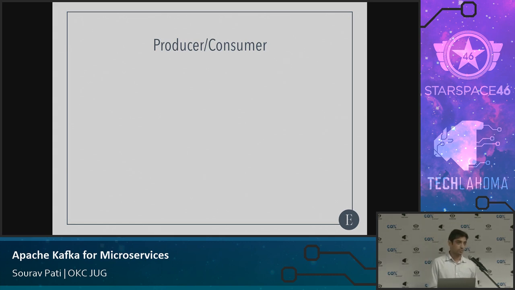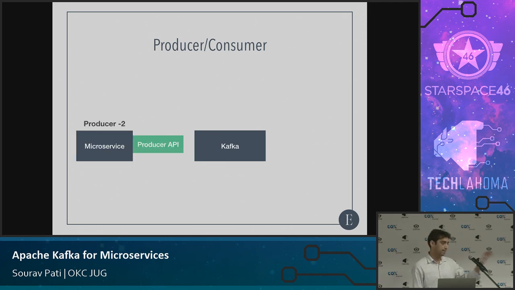Now, producer and consumer. In Kafka, anything that gives data to Kafka is a producer, and anything which receives data from Kafka is a consumer. Kafka doesn't push data to anybody. Kafka stores the data, and the consumer asks for the data from Kafka. So how does this work? You have a Kafka cluster and a microservice. You get a producer API. Kafka has created some libraries; if you're using Java, you use a Maven dependency. You just put it in your POM file, and your microservice is ready to write producers.